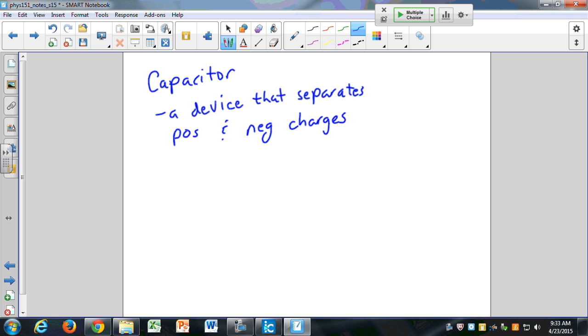I've been drawing capacitors all along. Usually a capacitor is just 2 metal plates in a circuit. When that capacitor is charged, it has positive charges on one side, and then it has an equal number of negative charges on the other side. These plates never touch, but they just hold these 2 charges separate from one another. In doing this, it's able to store energy. So one of the primary purposes of a capacitor is to store energy.